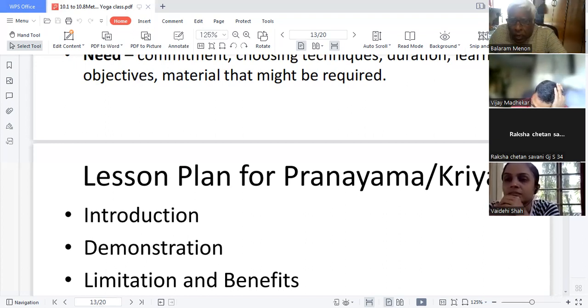So what are the limitations and benefits? Who should not do it? That is also to be explained. Those who have a cold or such conditions, they should not do it, and so on. Okay.